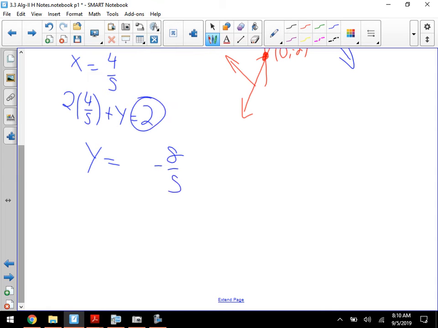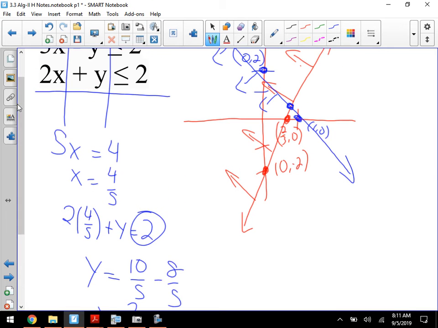how do I convert a 2 into something with fifths? Very good. It's 10/5. So our y value would be at 2/5. So your intersection then, 4/5, 2/5. Sorry about mine. Same basic principle of what you were doing yesterday and the day before, but we're just adding that one extra step of shading. Not bad?